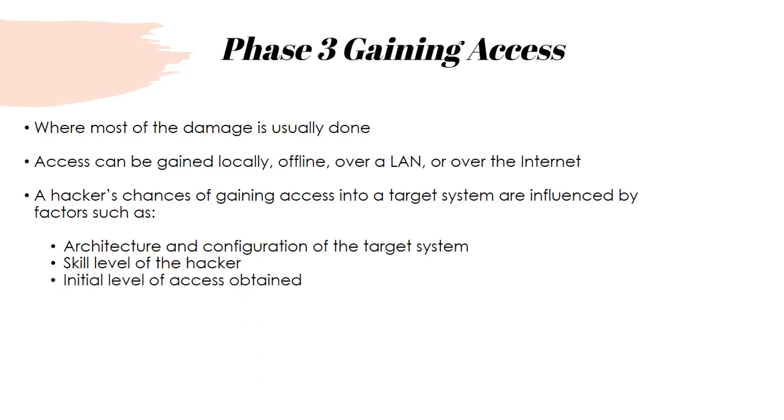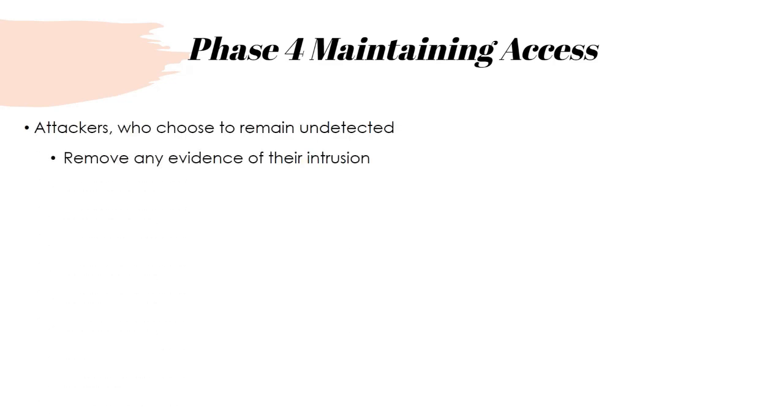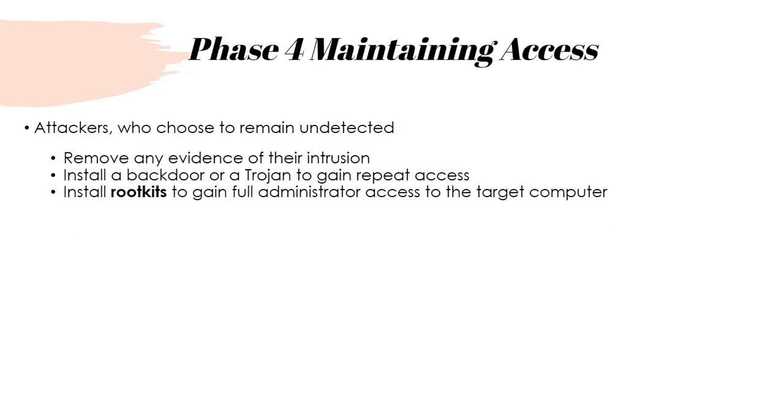and then the initial level of access obtained. So now let's go into phase 4, maintaining access. With maintaining access, this is where we want to remain undetected, right? And we want to remove any evidence of the intrusion. So what happens here is, more often than not, a backdoor is installed or a Trojan is there to allow them to get repeated access without leaving any kind of footprint. And then also installing rootkits to gain full administrative access to the target system.